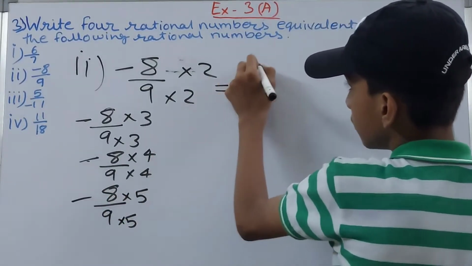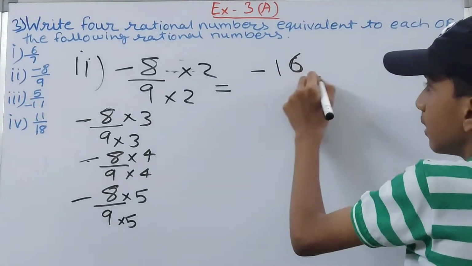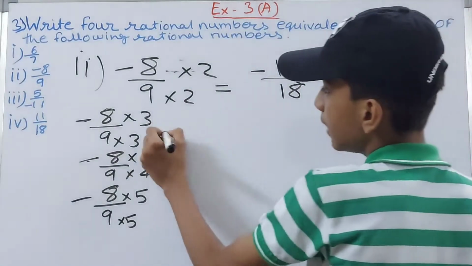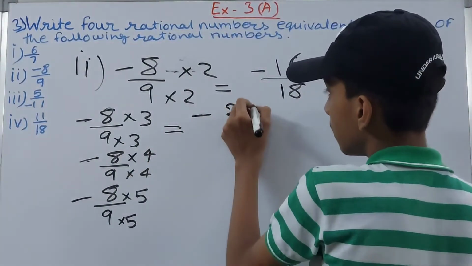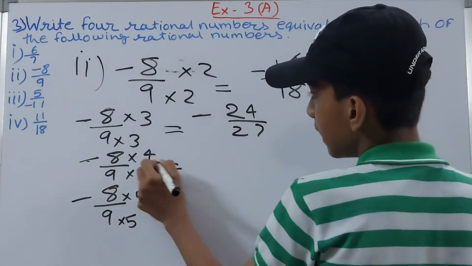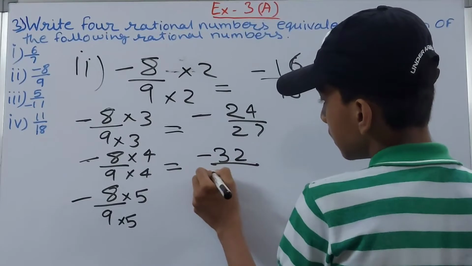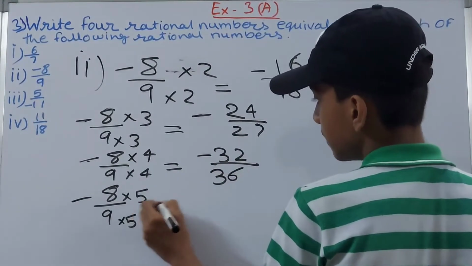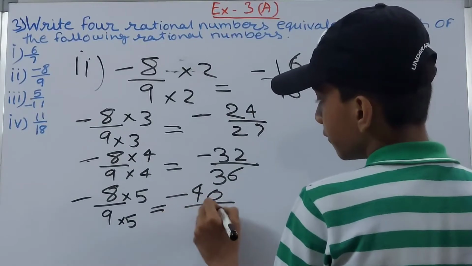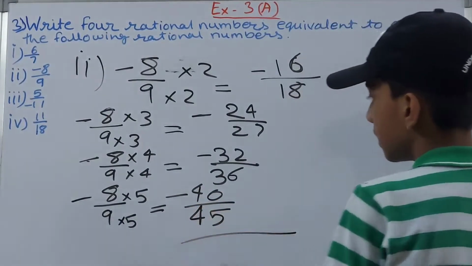So we'll solve this. We have minus 16 upon, 9 twos are 18. And here we'll have minus 24 upon 9 threes are 27. And here we'll have minus 32 upon 9 fours are 36. And here lastly we'll have minus 40 upon 9 fives are 45. So this becomes our answer.